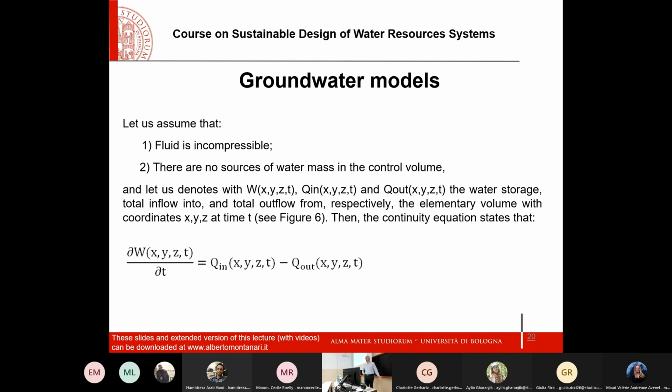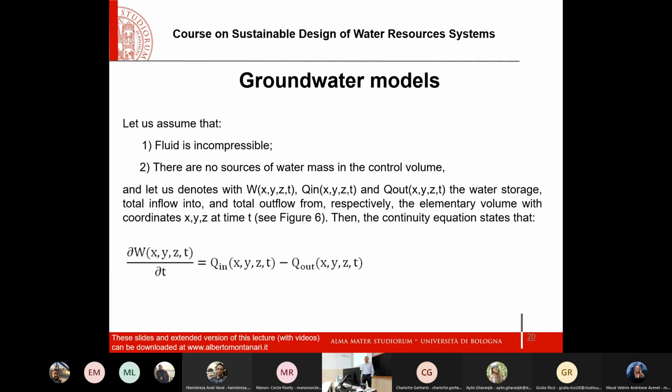What is Q? It's flow. So it's volume divided by time. In fact, you see the left-hand side is a volume divided by time. The right-hand side is a flow, a difference of flows, so volume divided by time. Flow is defined as volume divided by time.